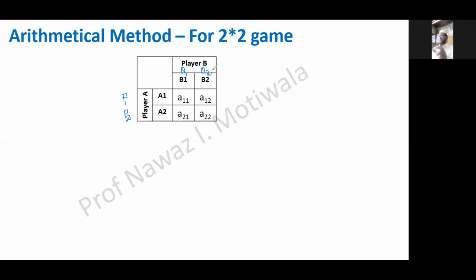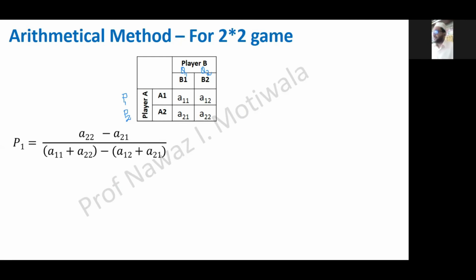Now we want to find out what are the values of P1, P2, Q1 and Q2. So we have the formula: P1 is equal to (A22 minus A21) divided by (A11 plus A22 minus A12 plus A21). The formula seems to be big, but if we proceed further, you will see the denominator does not change in any of the formulas. So the denominator is just the addition of the cross values.